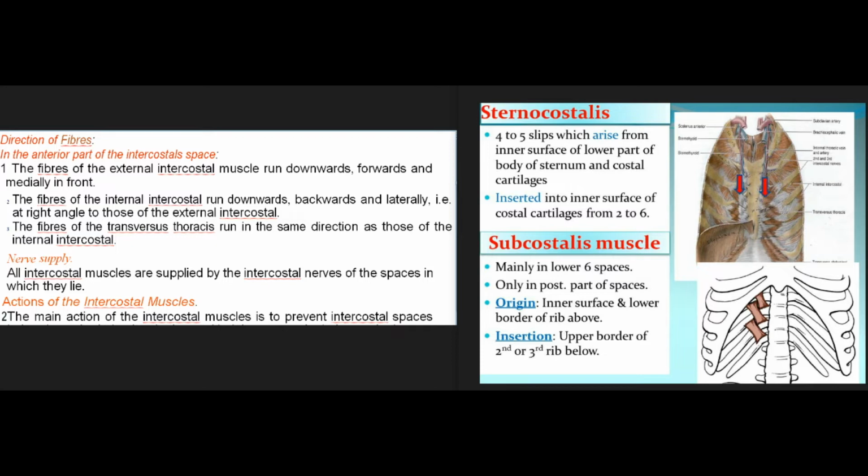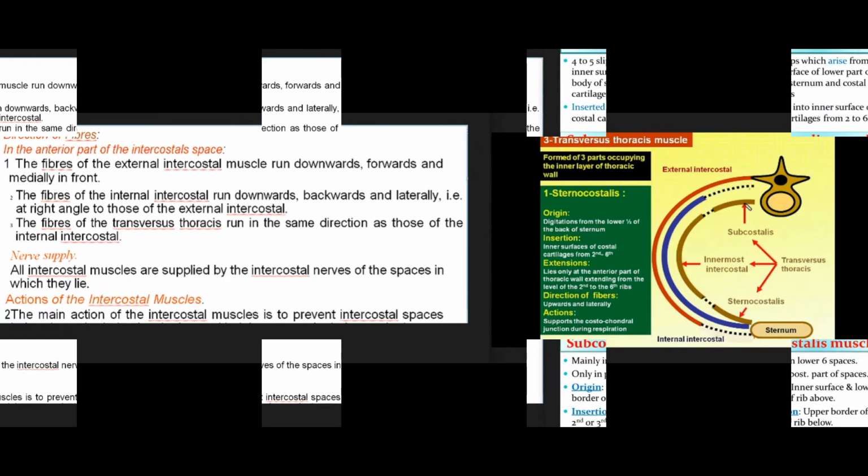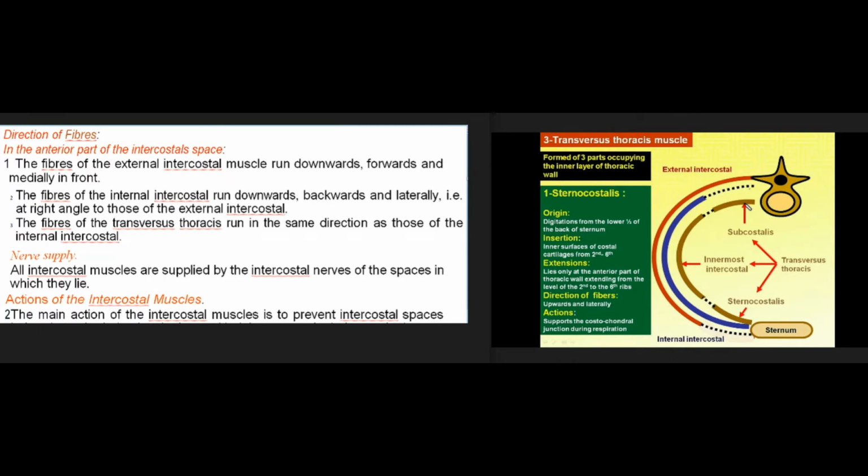at right angle to those of the external intercostal. 3. The fibers of the transversus thoracis run in the same direction as those of the internal intercostal. Nerve supply. All intercostal muscles are supplied by the intercostal nerves of the spaces in which they lie.